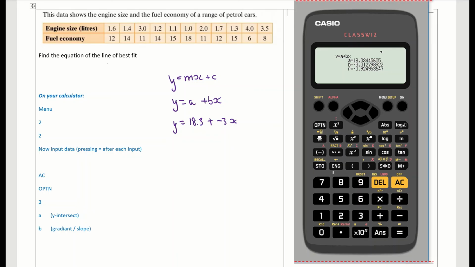Y is equal to 18.3 plus minus 3x. Or if you want to write it in the form y equals mx plus c, you can go y equals minus 3x plus 18.3. And that's how to find the line of best fit from our new Casio calculator.